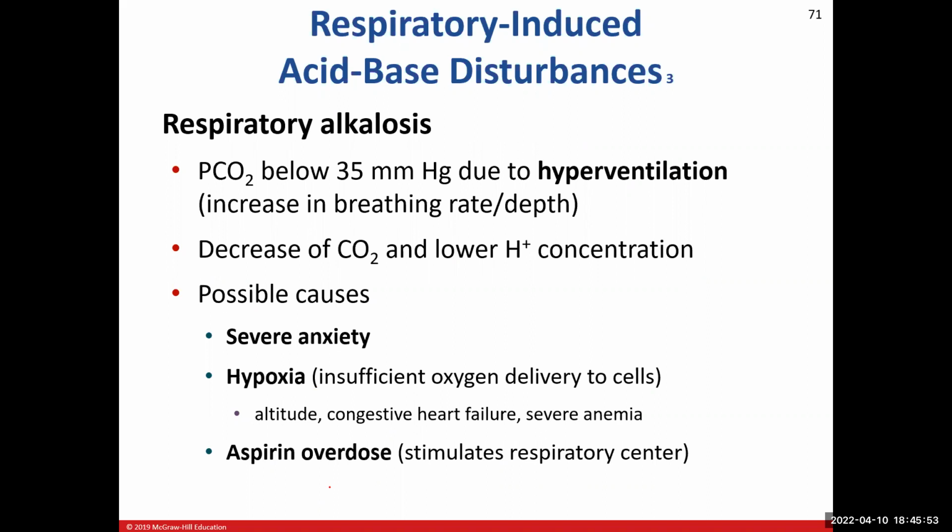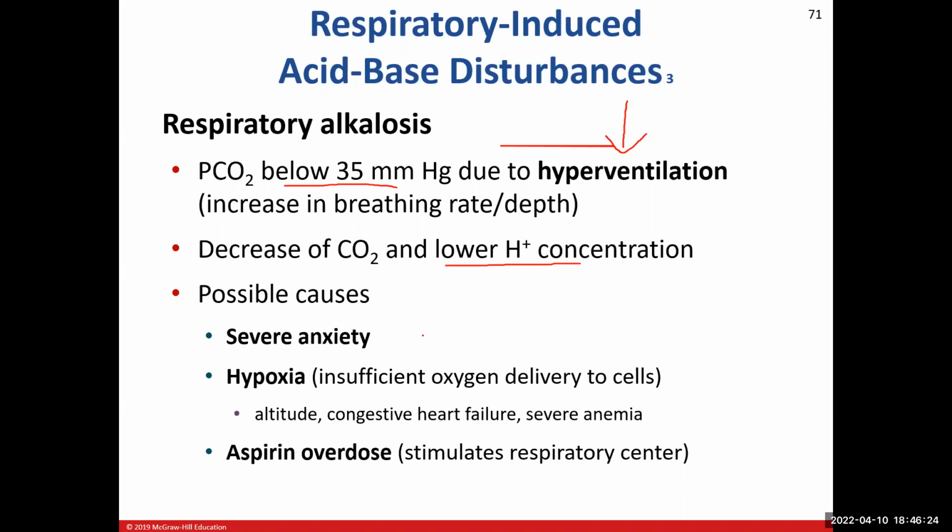The next one is respiratory alkalosis. Now, the partial pressure of carbon dioxide is below 35 millimeters of mercury. This is going to be because you are hyperventilating, increasing the rate and the depth of your breathing. Because of that, you are breathing off more carbon dioxide. So that's going to cause a decrease in carbon dioxide, and that is going to lower our hydrogen ion concentration.